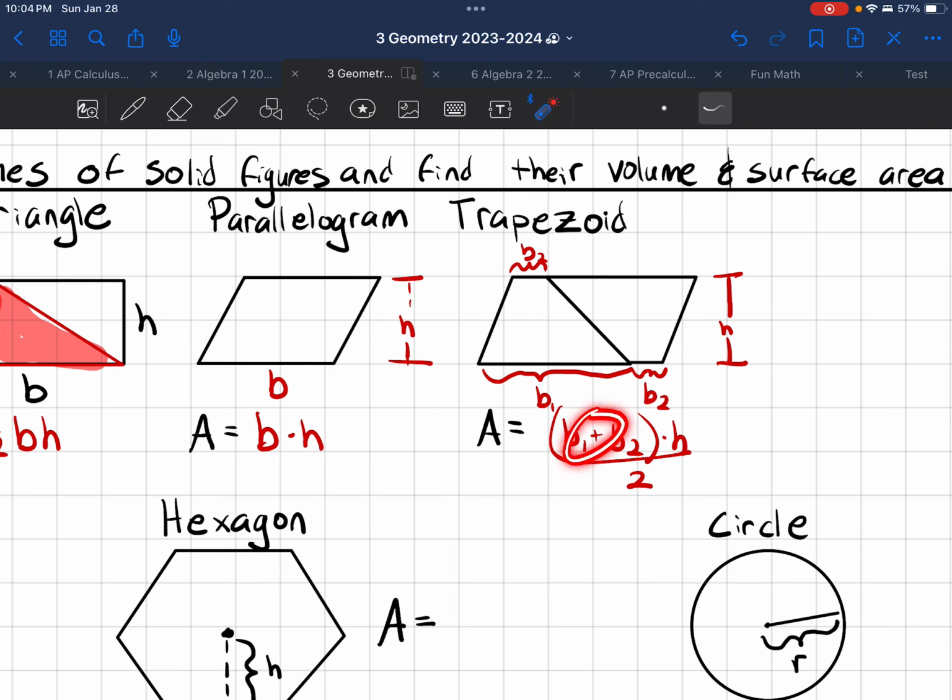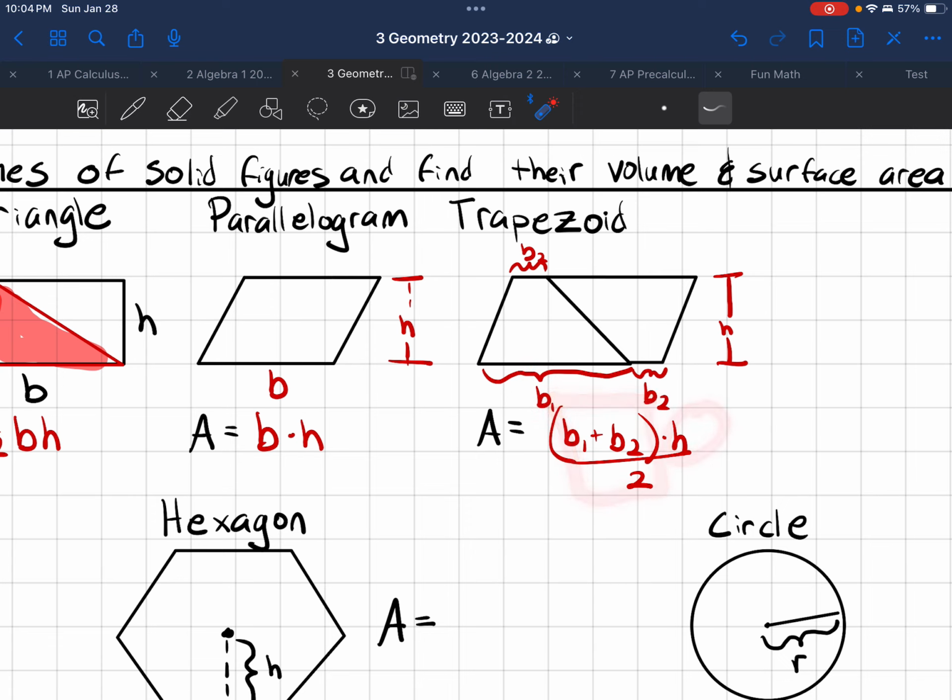You have to add the top and the bottom, and then multiply it by the height, and then divide by 2. Another way of interpreting this formula, by the way, if you're curious, is you take the average of these two values, you add them and divide by 2. That number right there is the average of the two bases, and then multiply it by the height.